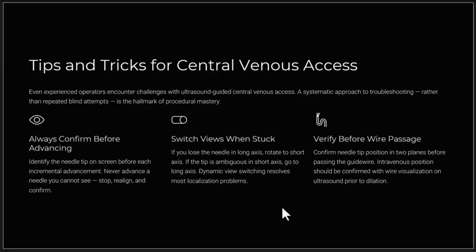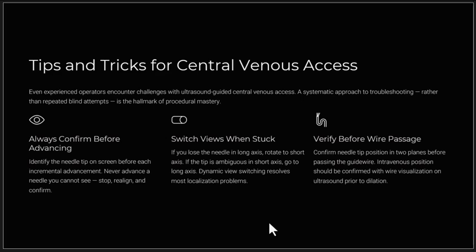So let's go over a couple more tips and tricks for making sure our central venous access is successful. So at some point, you're going to encounter a challenge when it comes to ultrasound-guided central venous access. Tip number one, always confirm before advancing. So after you enter the soft tissue, make sure you see the needle tip and you have found that needle tip on your ultrasound screen before you advance the needle further. So never advance a needle you cannot see. You want to stop, realign if necessary, confirm your location, and then the right and the left hands work together to follow that needle through the soft tissue.